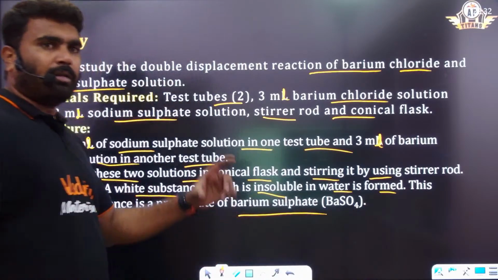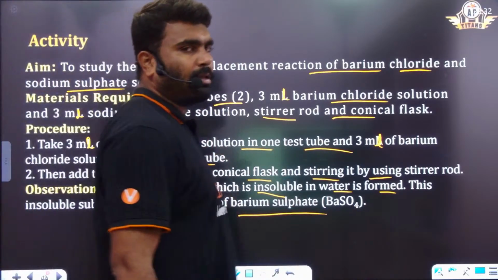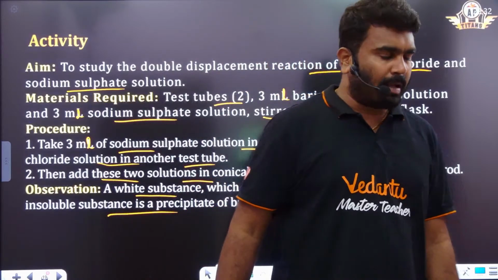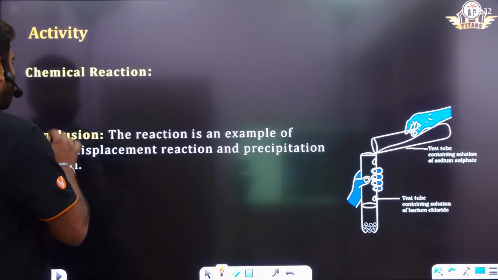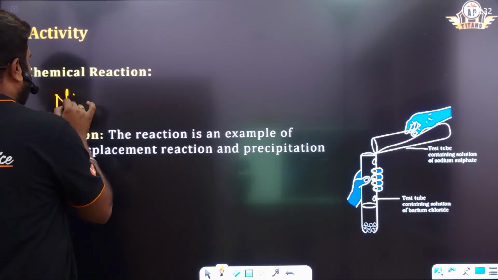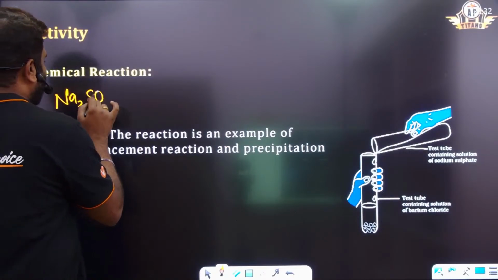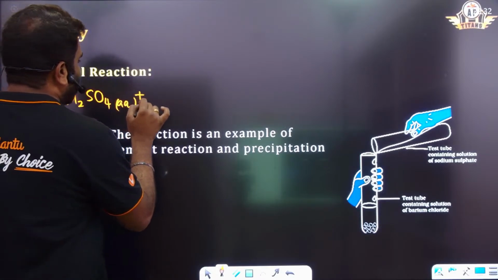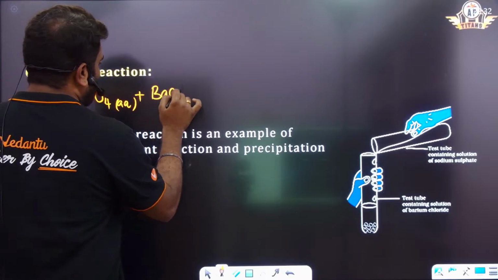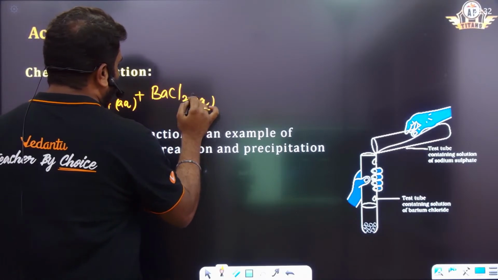What is that, beta? The insoluble substance which is there, that is barium sulfate. Okay, so here, what is the chemical reaction, beta? Sodium sulfate, Na2SO4 aqueous, is reacting with what, beta? Barium chloride, BaCl2, that is also an aqueous solution.